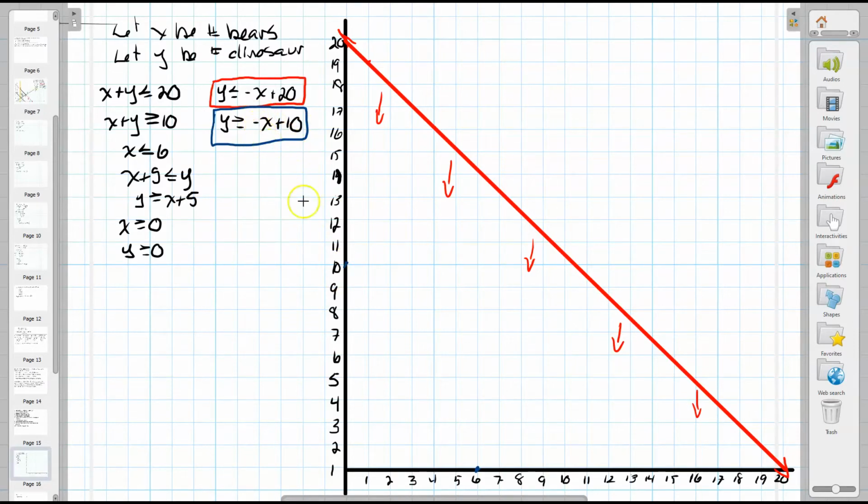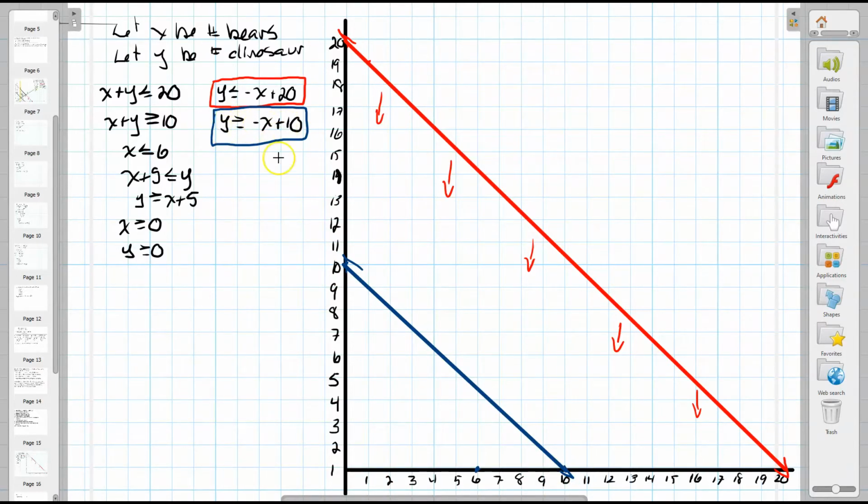Same slope, negative 1, so we go down 1 and over 1. Put another dot, and now connect the 2 dots with a straight line, and put arrows on the end of the line. Again, look at the shading, and this time it's greater than.